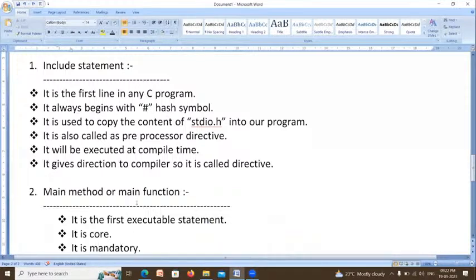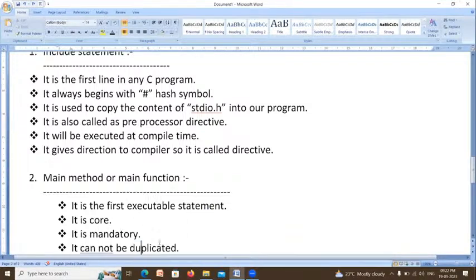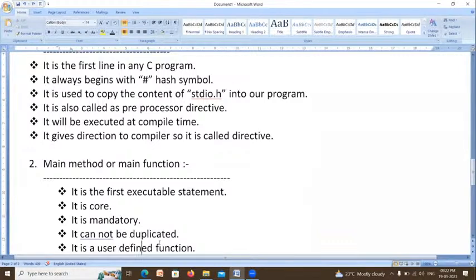The second type of statement is main method. It will execute at the beginning. So it is called the first executable statement. It is very, very important. Means it is core. We have to write the main method. So it is compulsory. It is mandatory. You can write main method only one time. So it is not possible to duplicate. You need to write the code for main method. So it is user defined function.